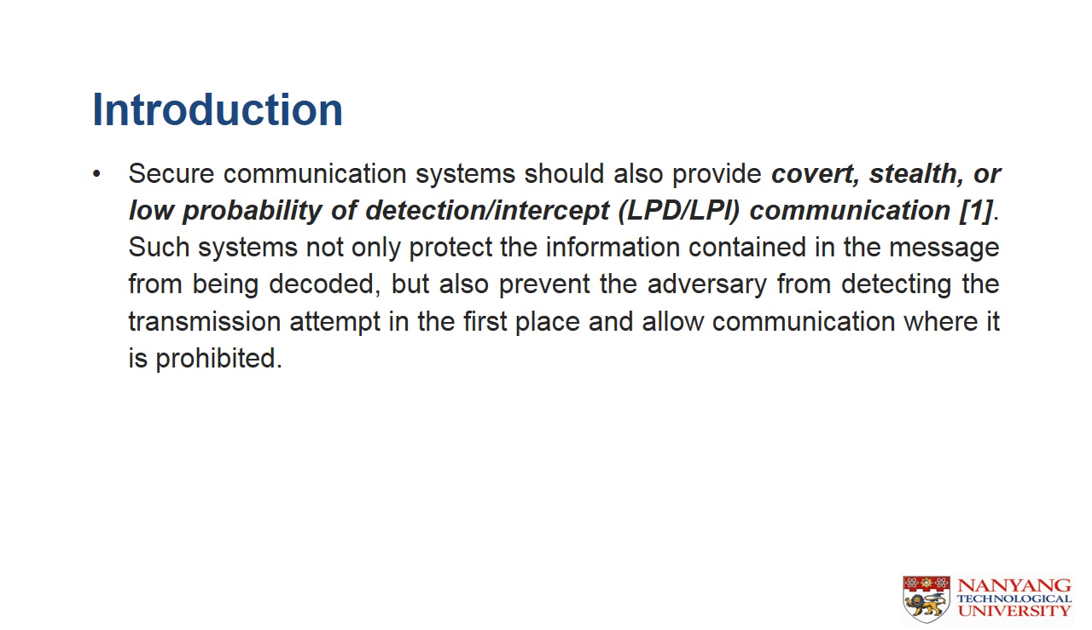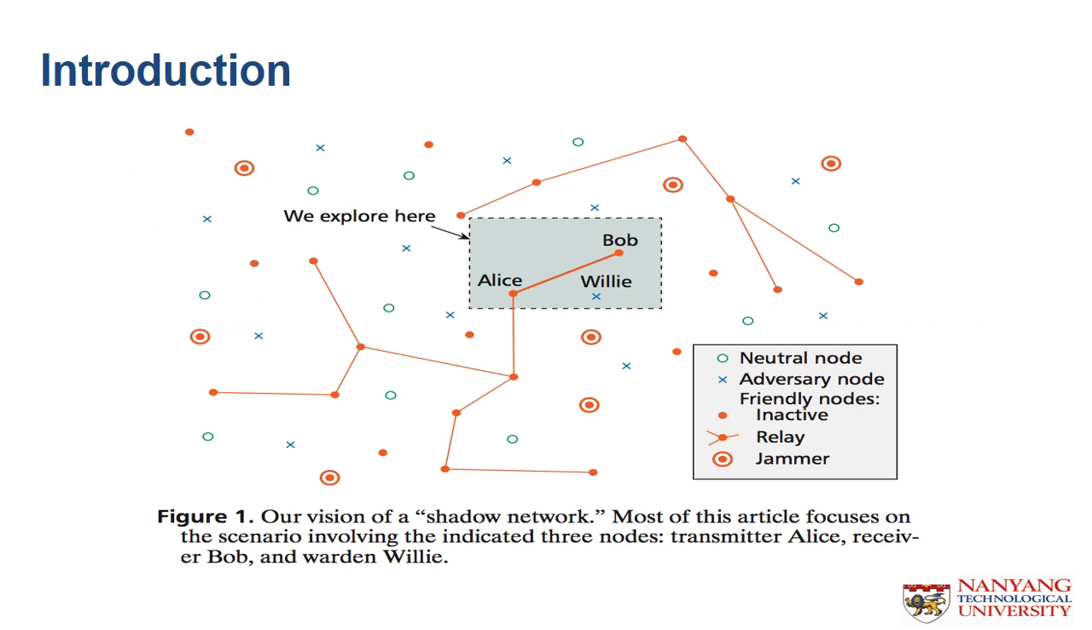Secure communication systems should also provide covert, stealth, or low probability of detection and intercept communication. Such systems not only protect the information contained in the message from being decoded, but also prevent the adversary from detecting the transmission attempt in the first place, and allow communication where it is prohibited.